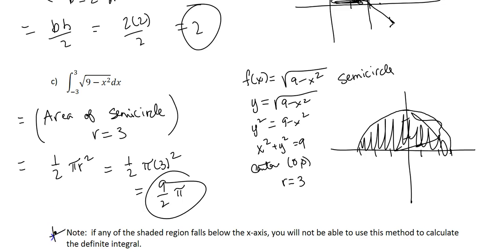Now again, this is very important. If any of the shaded region falls below the x-axis, you cannot use this method. You can consider the area below the x-axis negative if you want to, but you can't just straight up say it's the area of the shape.